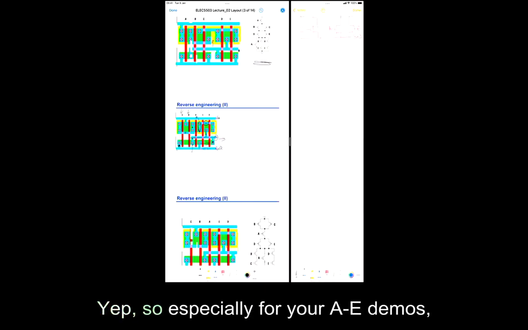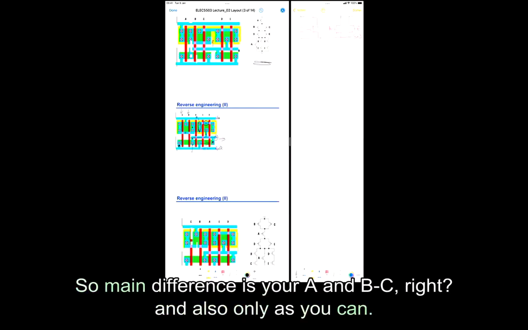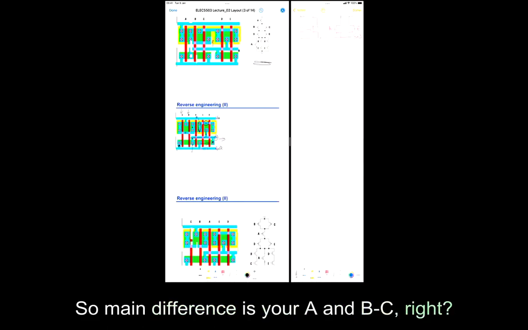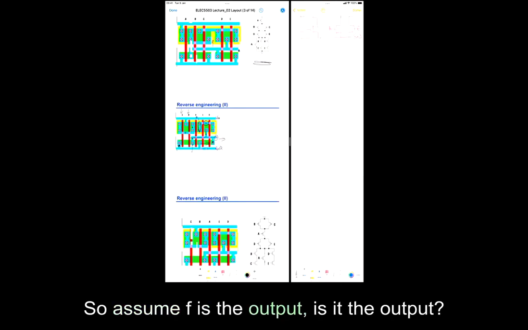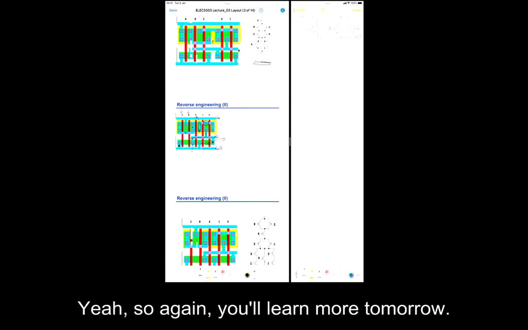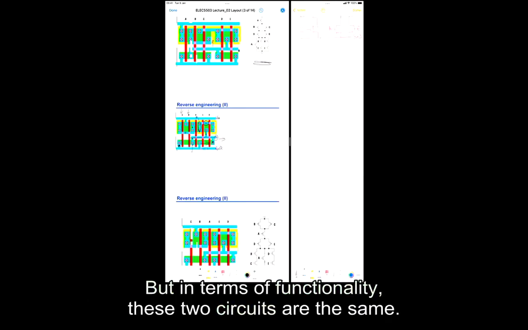Yep. Especially for your A PMOS here, this one takes parallel, and it doesn't really matter where to put it. So the main difference is your A and BC, right? But in terms of functionality, are they the same? So assume F is the output. You'll learn more tomorrow, but in terms of functionality, these 2 circuits are the same.